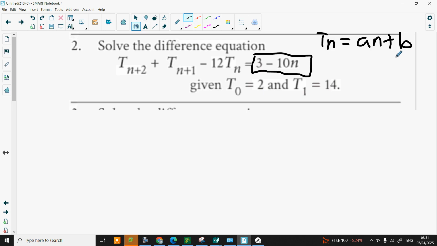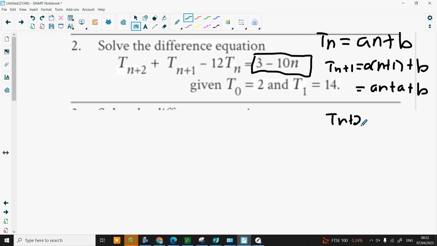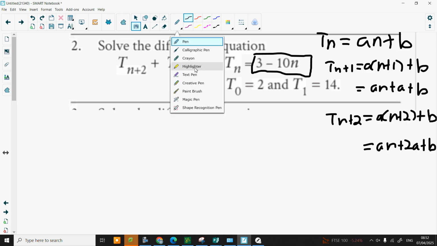All right. So what we're going to do is go through the whole thing, all right? But this time it's different, because Tn is An plus B, but Tn plus 1 will be what? A times n plus 1, plus B, which is An plus A plus B. And what will Tn plus 2 be? A times n plus 2, plus B, which is An plus 2A plus B. I'm going to go through the whole thing now, okay?